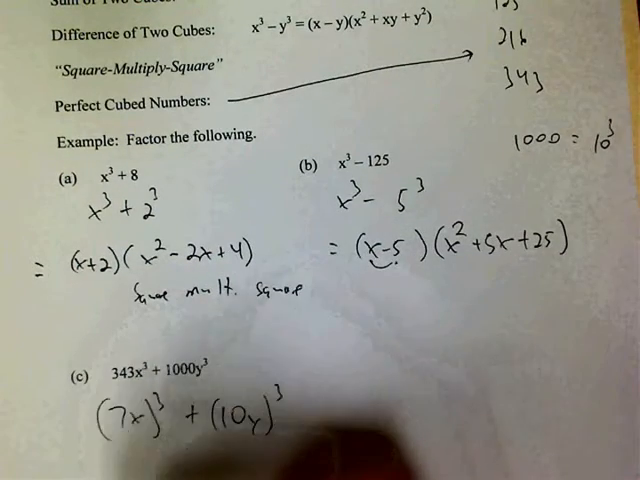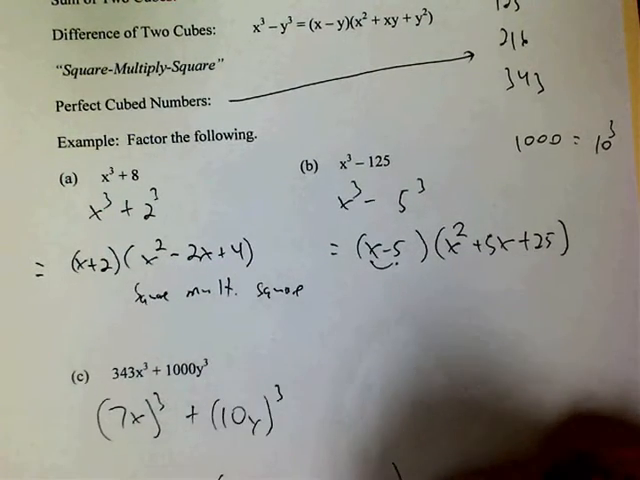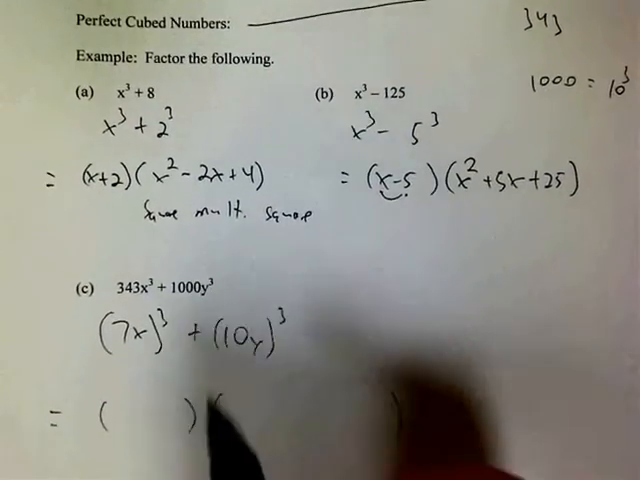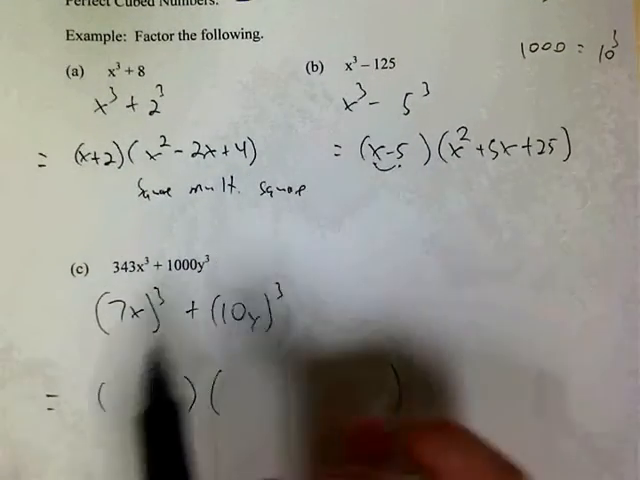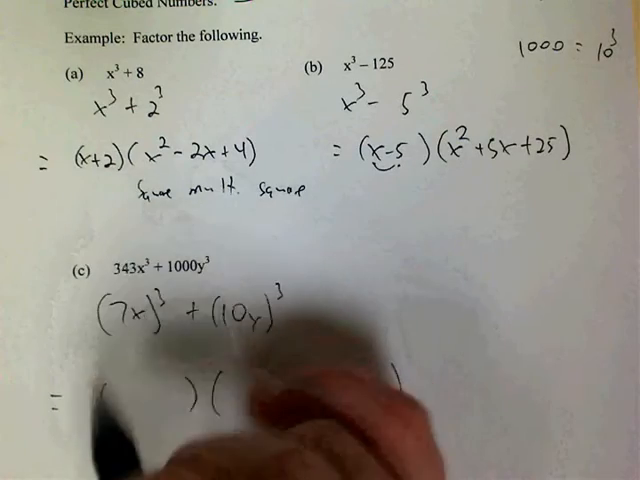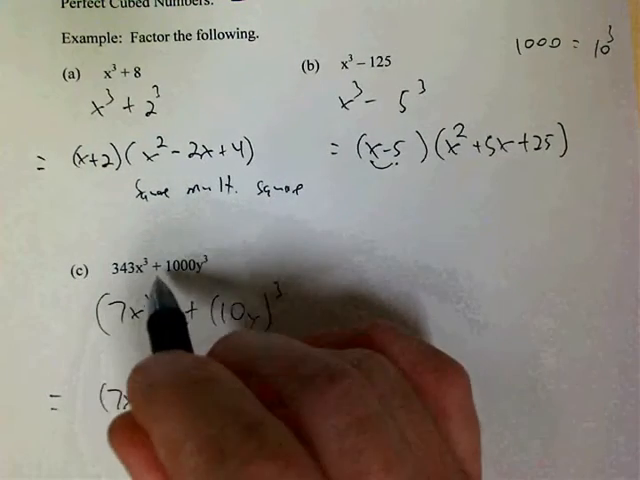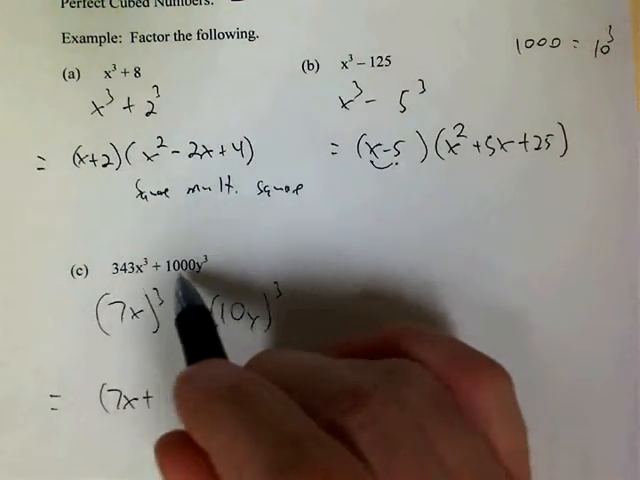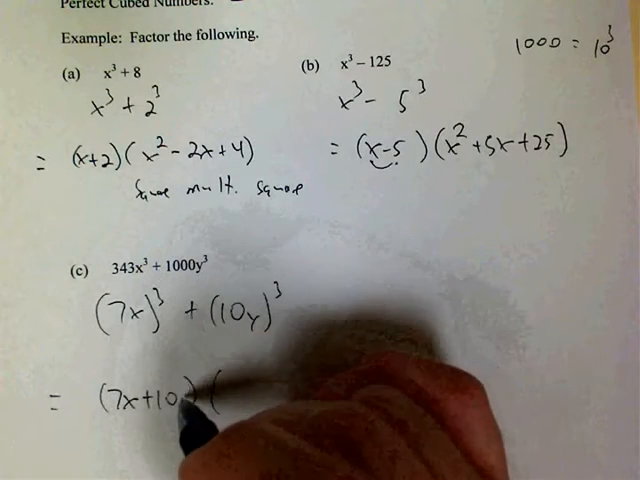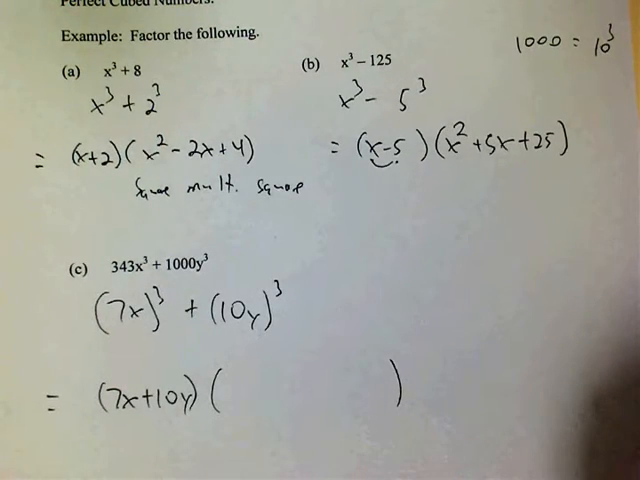Watch this. Small, large. What's being cubed? Here's the way I actually like to do it. I actually like to bypass this step. What's being cubed here? A 7. What else? The x. What's the sign you see? A plus. What's being cubed there? A 10. What else? The y. Then from there, square, multiply, square.